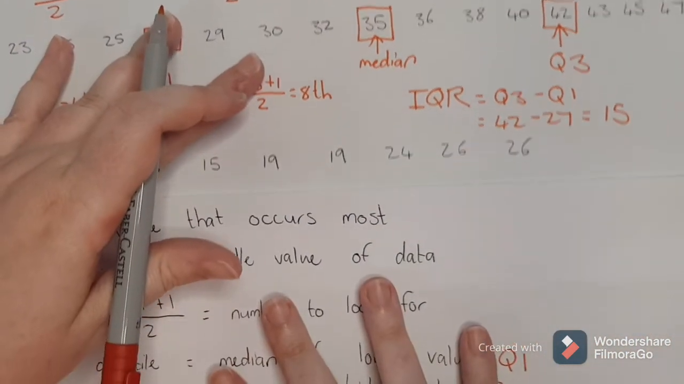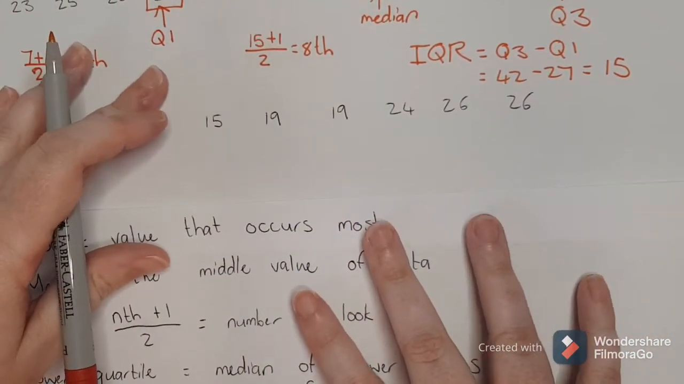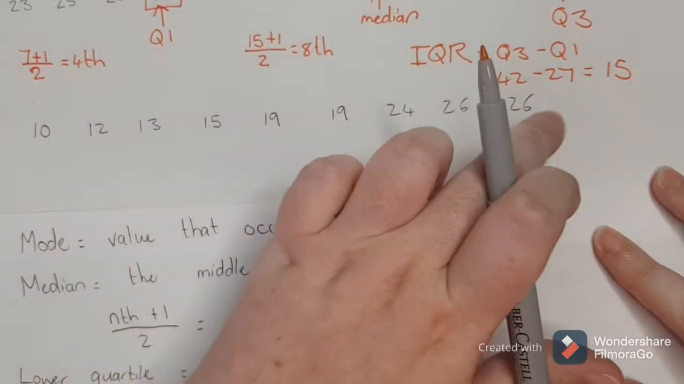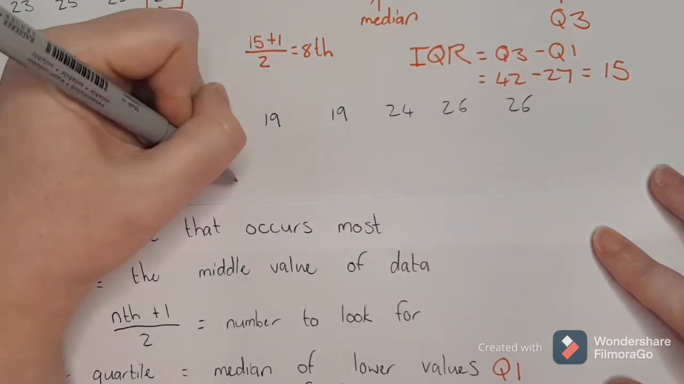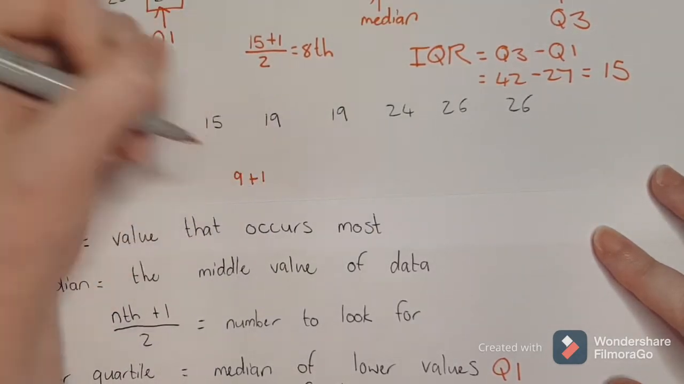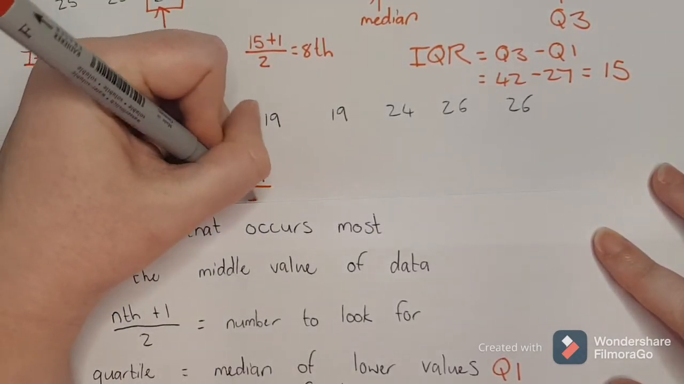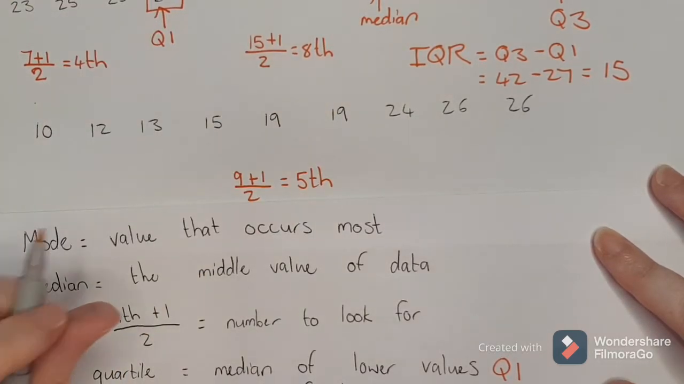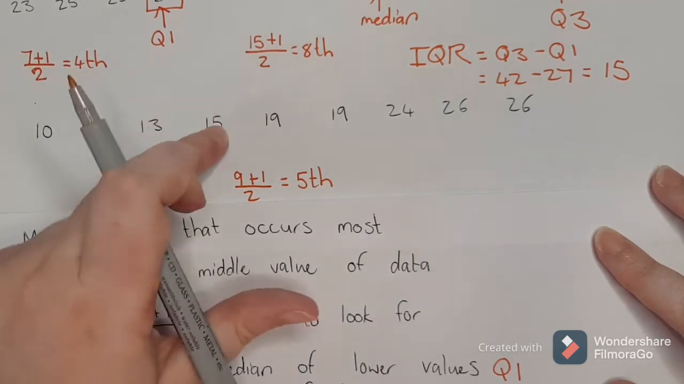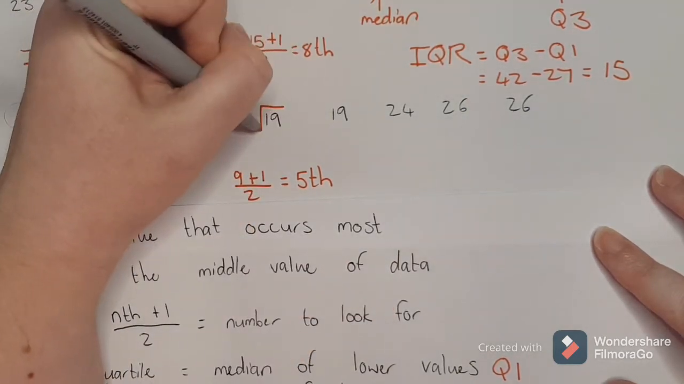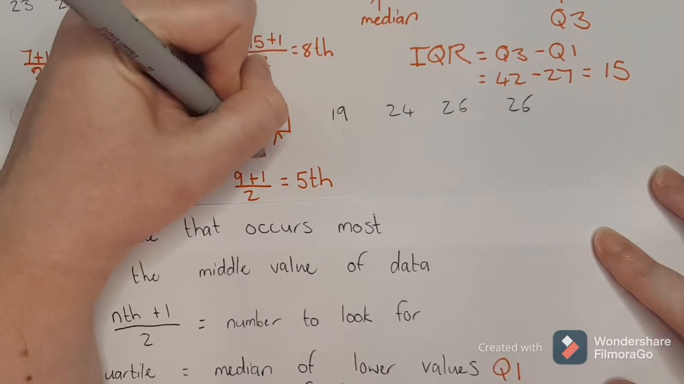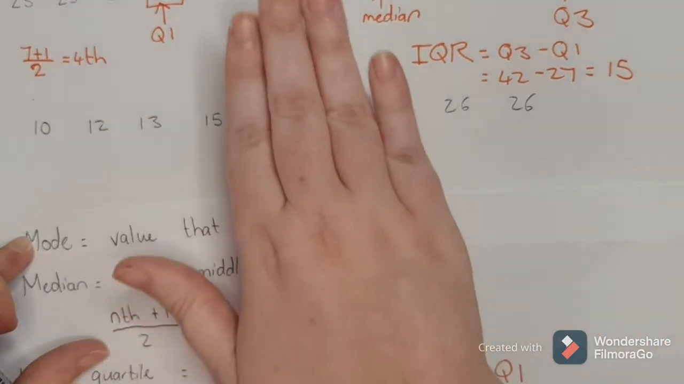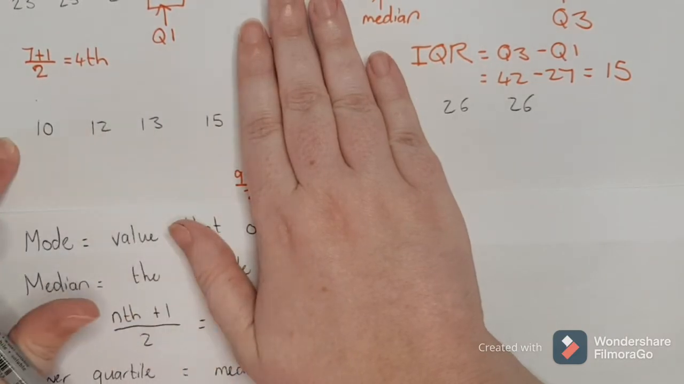If I want to try with another set, like this one, I've got 1, 2, 3, 4, 5, 6, 7, 8, 9 values. So 9 plus 1 is 10 divided by 2 means I'm looking for the fifth value. So I'm going to go 1, 2, 3, 4, 5. So this is then the median. So now I exclude that, and now I only look at these values to the left.